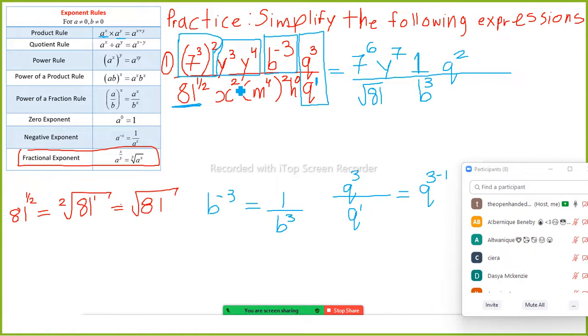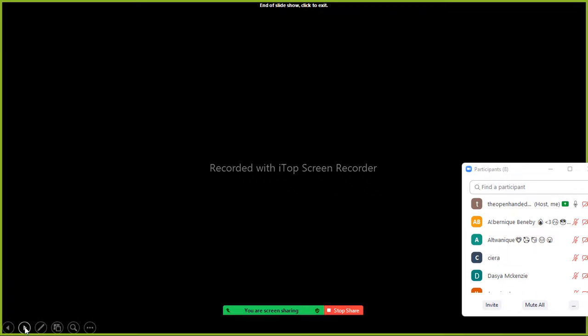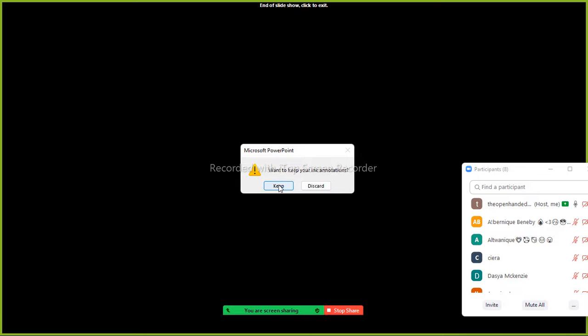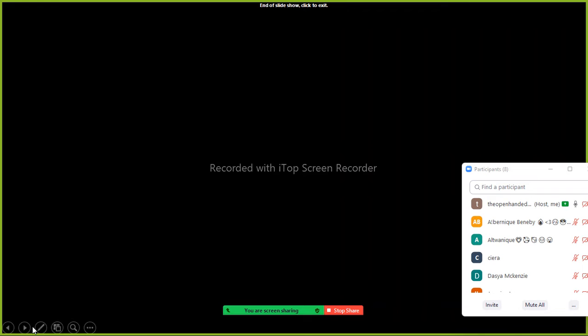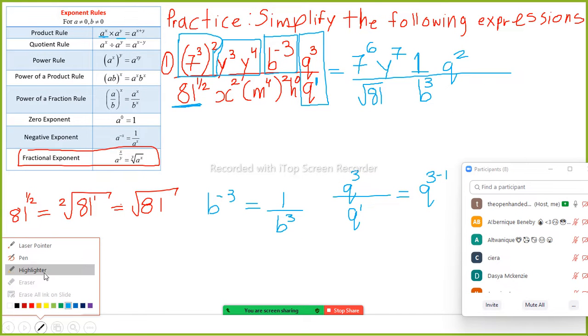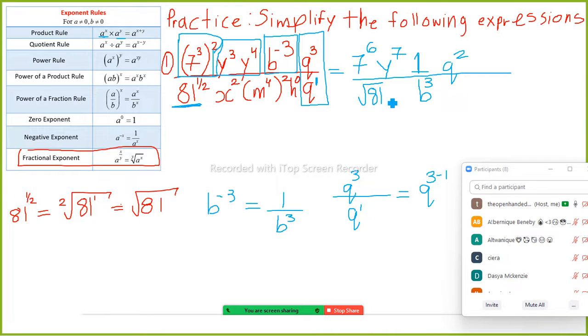X squared, we can't do anything with this x squared. I was supposed to put something next to it, but I didn't do that. So we keep the x squared, and we have m to the power of 4 with 2 on the top.